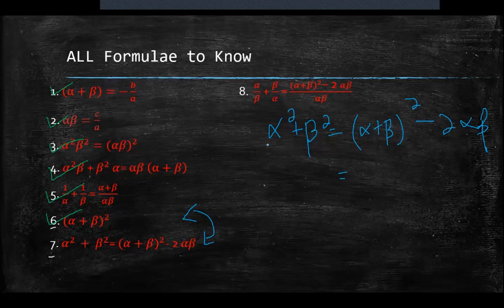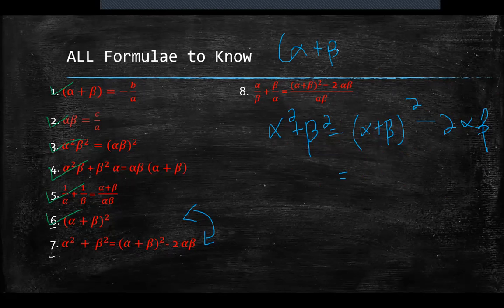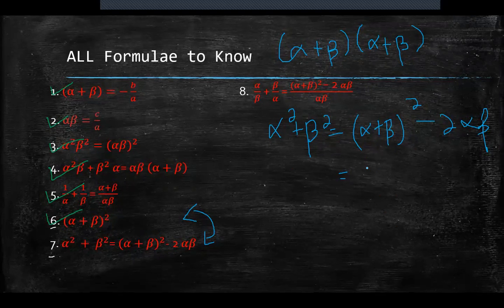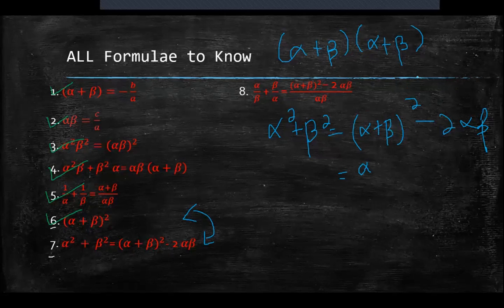But let me show you how this whole thing here is equal to this. If I expanded these brackets, alpha plus beta squared, can anybody tell me what I would get? If I said alpha plus beta multiplied by alpha plus beta, what would I get if I expanded these brackets? No, not alpha squared plus beta squared.